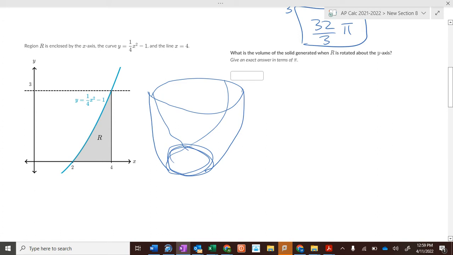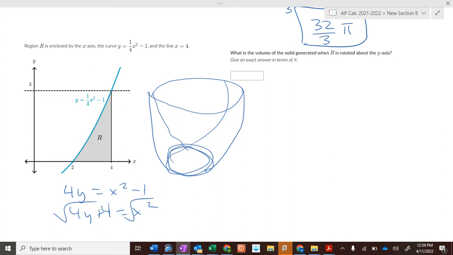Since we are going around the y-axis, got to solve for x. So if we multiply by 4, 4y equals x squared minus 1. So 4y plus 1 equals x squared, and take the square root. Wait, if you're multiplying it by 4, wouldn't you have to multiply the 1 too? We had to add 1 and then multiply by 4. Did that in the wrong order. No algebra 1 skills, I guess.